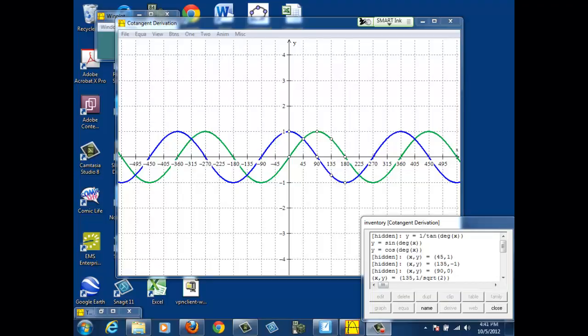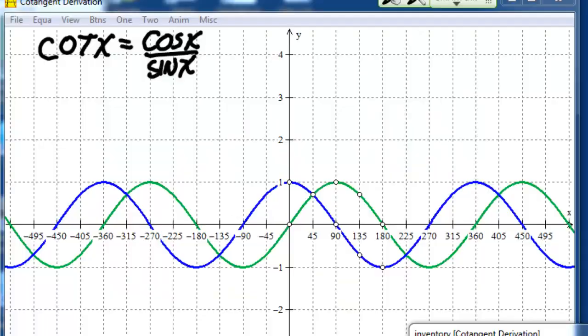Now that we've seen the graph of the tangent, we can look at the graph of the cotangent of x. Since the cotangent of x is the reciprocal of the tangent of x, and we knew the tangent of x was sine over cosine, we can say that the cotangent of x would be the reciprocal, so cosine x over sine x. Again, I've highlighted some key points here on the graphs of the sine and the cosine to help us determine values for the cotangent of x.